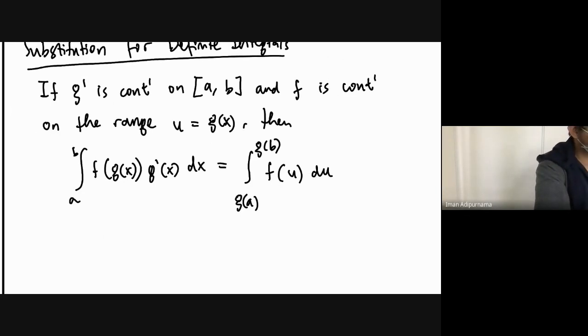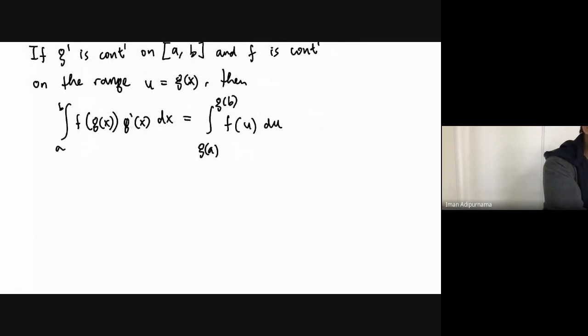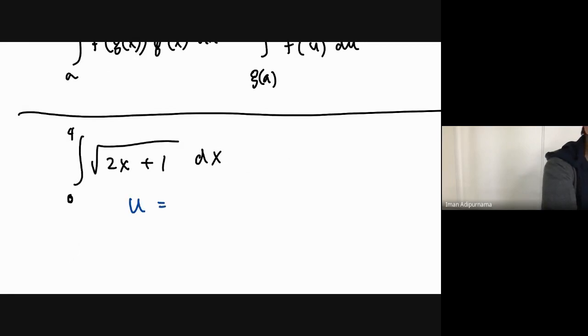If you're still confused about this definition, let me give you an example of how and why we are doing this. First, we evaluate from 0 to 4 the integral of square root of 2x plus 1 dx. This is the one that we already studied in the previous slides. We substitute u equals 2x plus 1. We will have du over dx is 2, or dx is half du.